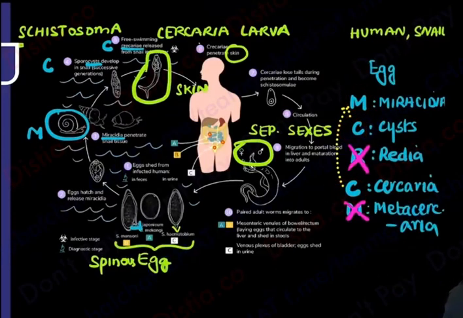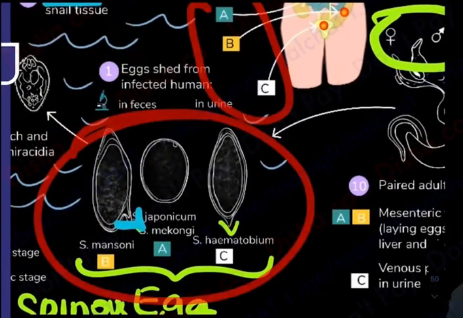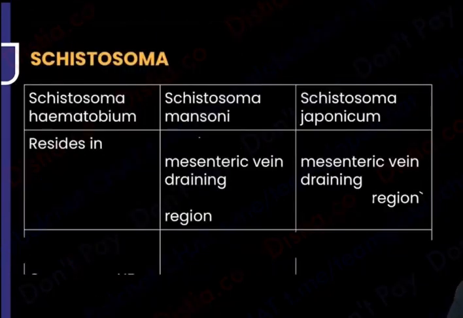Sorted with this life cycle, because now obviously you want to know which schistosoma, ma'am. Manzoni, Japonicum, or you're talking about what? Because if you look carefully, they have given you ABC. And they have labeled ABC. They have made schistosoma hematobium here in the urinary bladder. They have made Japonicum over here in the small intestine, Manzoni in the large intestine. So how do I differentiate between these and what do they cause?